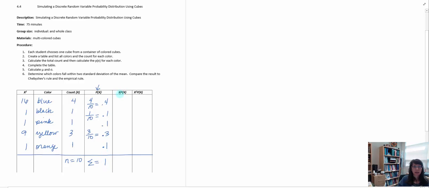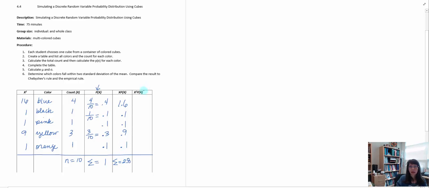The next column is our x value multiplied by the probability. So this means we have 4 times 0.4, which is 1.6. And then 1 times 0.1 gives us 0.1. Again, 1 times 0.1 gives us 0.1. 3 times 0.3 would give us 0.9, and 1 times 0.1 gives us 0.1. We need to find the sum of this column, so adding up all of these values, we get 2.8.